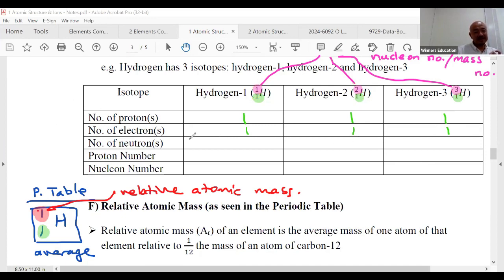1 minus 1 equals 0. 2 minus 1 equals 1. 3 minus 1 equals 2. The number of neutrons are different. All the numbers we know very well. Proton number is the green color number. Nucleon number is the pink color number.